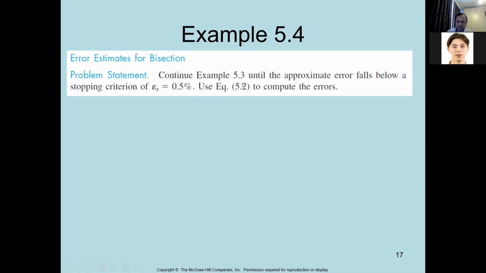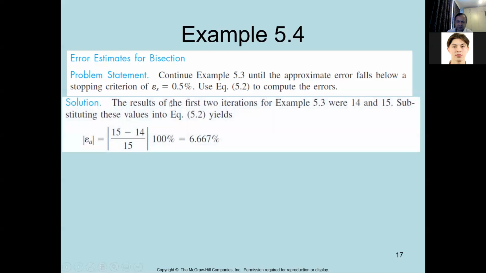We continue this example 5.3 until the approximate error falls below a stopping criteria of 0.5%. Okay, so in this case, the stopping criteria is given as 0.5%. Normally 0.5% stopping criteria is for two significant digits, because if we use the formula for stopping criteria from equation 3.7 for n two significant digits, we get this 0.5%.